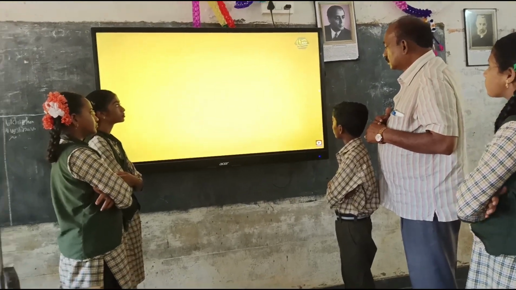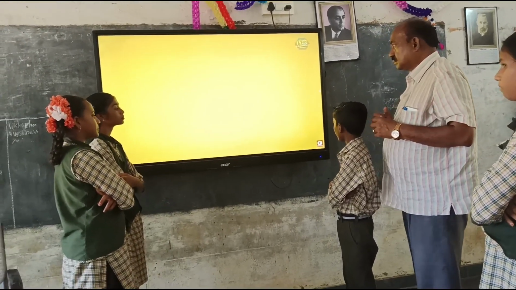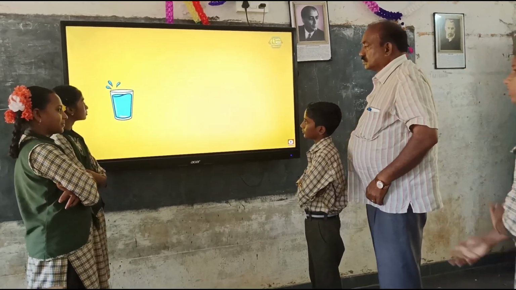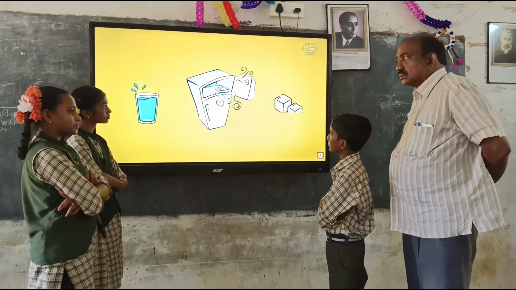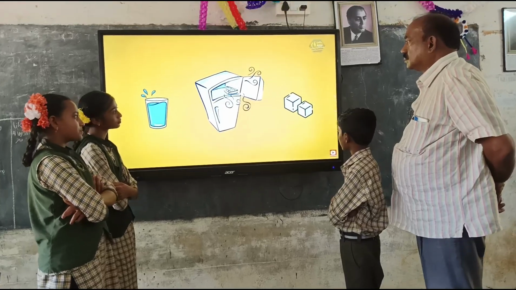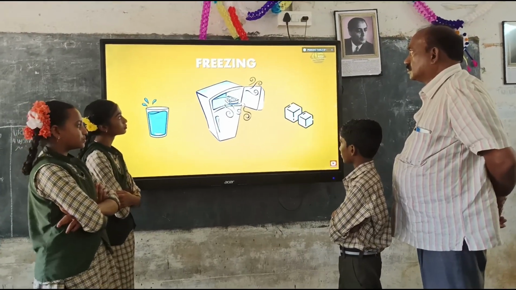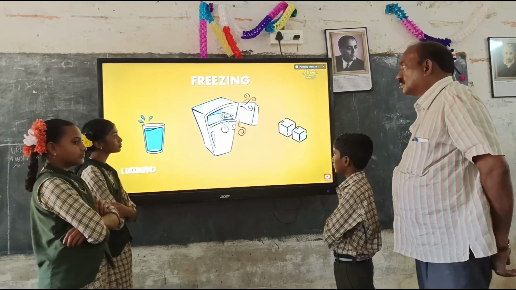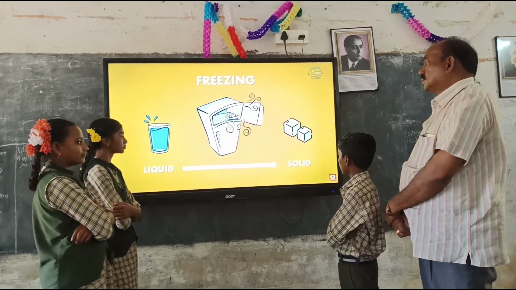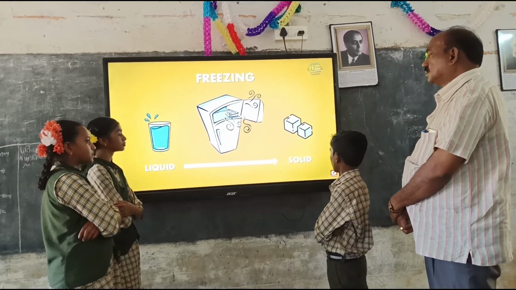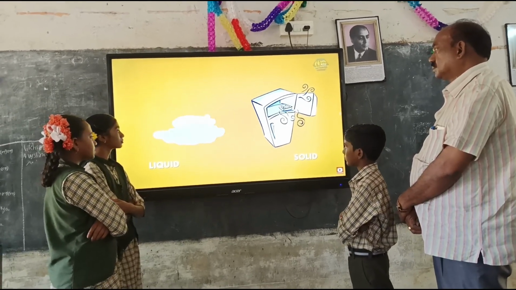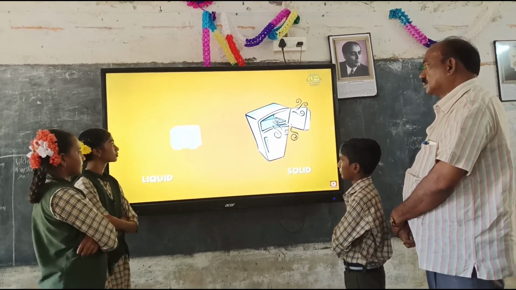Moreover, some objects can go into different states of matter. For example, water. Initially, water is in liquid state, but when you put it in the freezer, it will become ice, which is a solid state. This process is freezing. Freezing is a phase transition, where a liquid turns into a solid when its temperature is lowered below its freezing point. When you take the ice from the freezer, it will turn back to liquid water again.